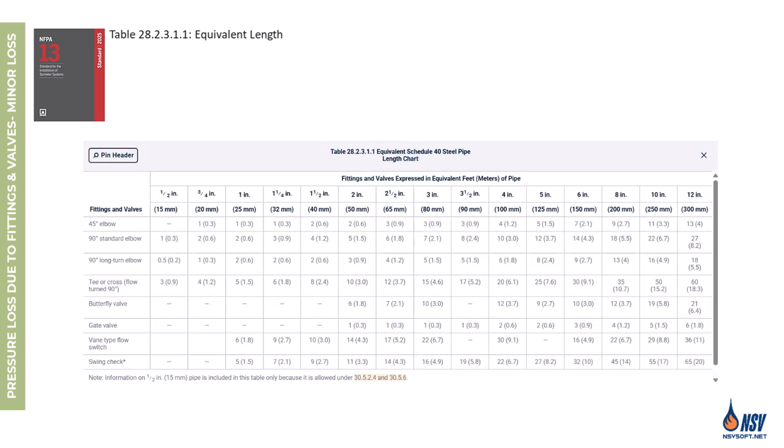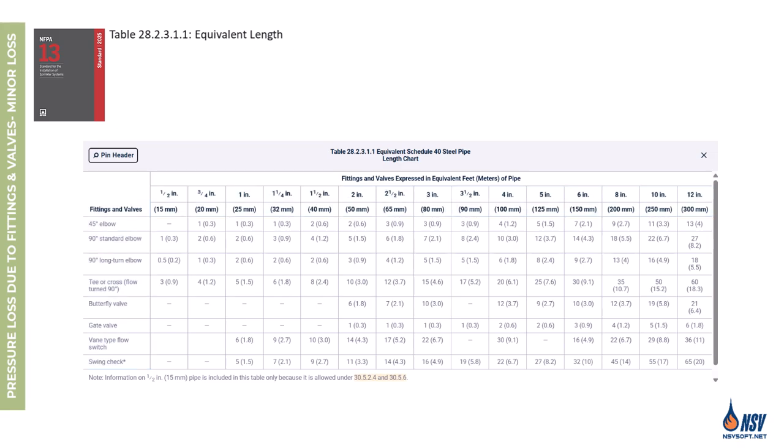NFPA 13 introduces an easier method for estimating pressure loss through valves and fittings, known as the equivalent length method. In this approach, each common component is assigned an equivalent length of pipe based on its size and type. These values are outlined in Table 28.2311, allowing designers to calculate pressure loss by treating fittings as additional pipe length.